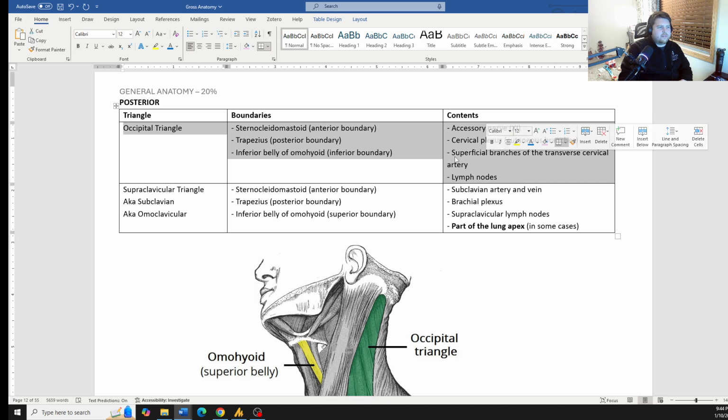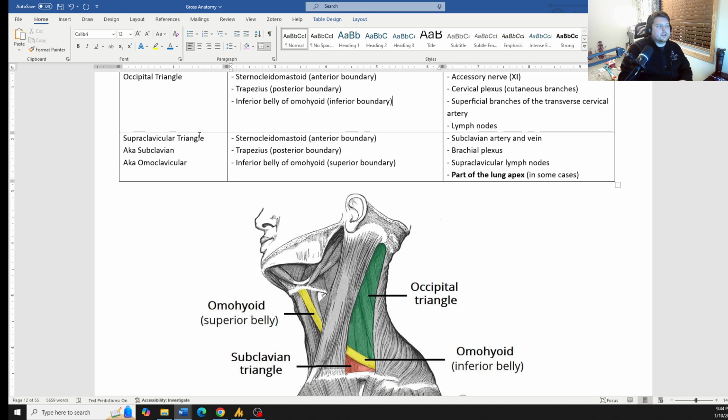Occipital triangle, very, very rarely ever asked, so nothing too crazy within there. The supraclavicular triangle contains part of the lung apex, which we'll jump into on the pathology side of things. The lung apex is super important because it's related to a couple of conditions. Most commonly, the one that they ask about is the Pancoast tumor.